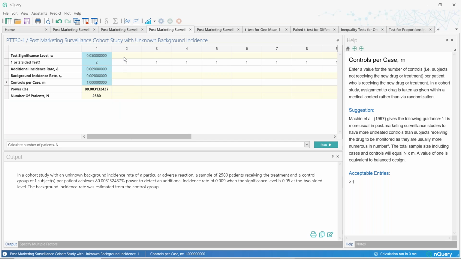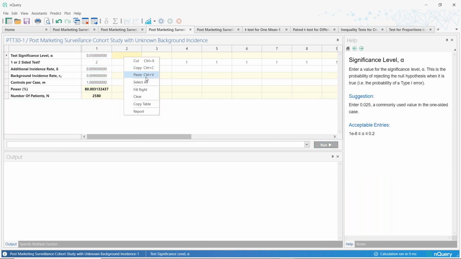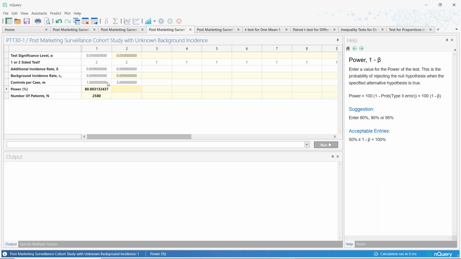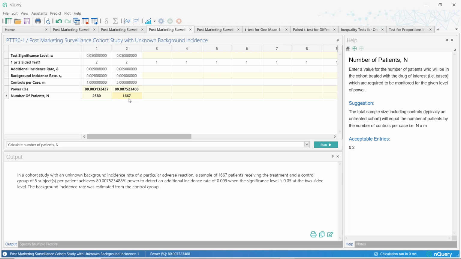But one interesting thing to note here is that if I copy and paste this calculation across, but change the number of controls per case, let's set that to 5. So for every subject who got the new therapy, we have 5 controls. Let's say controls are much easier to get from a registry or something like that. And we set the power to 80%. The required number of treatment subjects is reduced significantly from 2580 to 166, so nearly a reduction of 1,000. Though note the overall sample size is now equal to that plus, from the control group, 5 times that. So obviously that overall is a fairly significant increase.